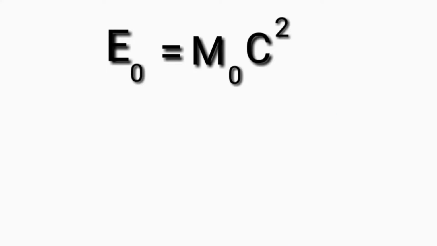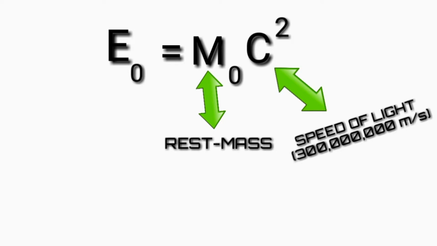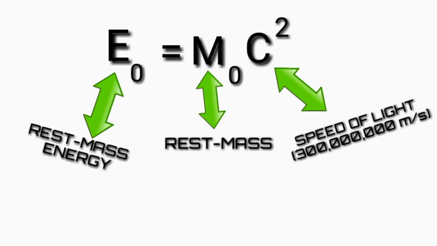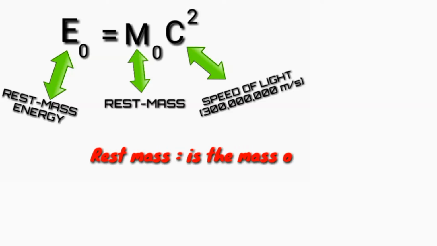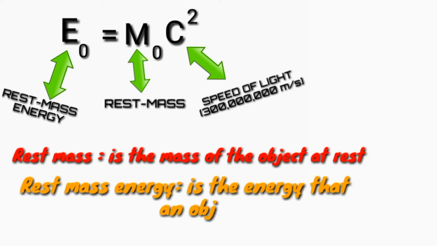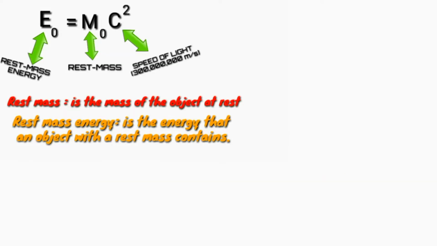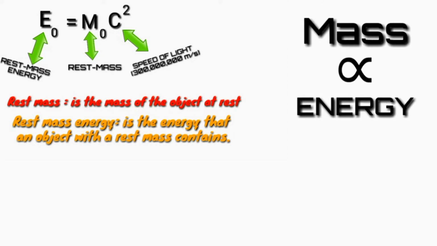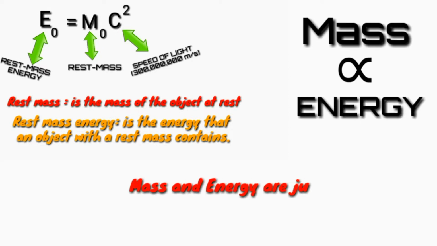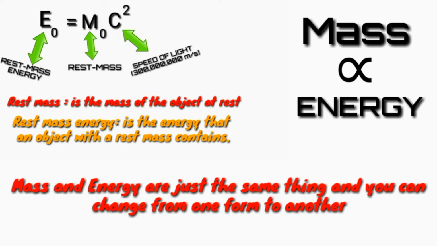Einstein's equation says that an object's rest mass multiplied by the speed of light squared is the object's rest mass energy. Rest mass is the mass of the object at rest, and rest mass energy is the energy that an object with the rest mass contains. If the mass of the object increases, its energy also increases. This means that mass and energy are just the same thing, and you can change from one form to another.